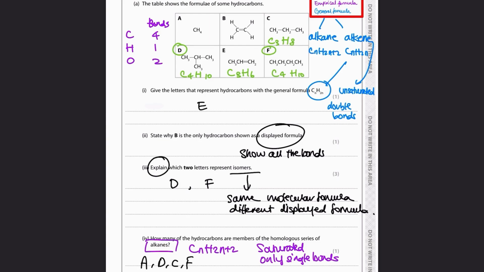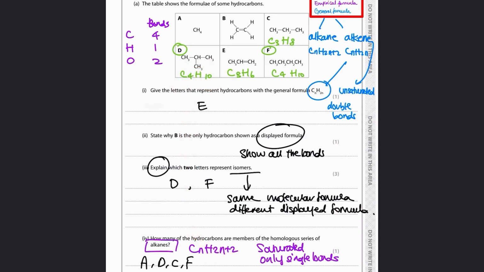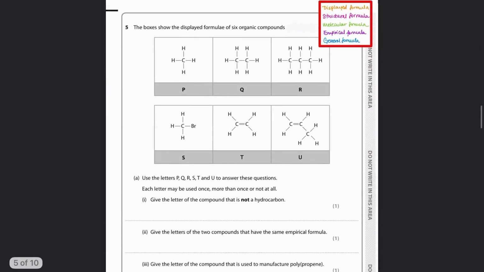And just to prove this to you guys, does it have a general formula of CnH2n+2? Let's pick this one. So here, n is 4. So what is 2 times 4 plus 2? 2 times 4 is 8. 8 plus 2 is 10. There we go. C4H10. So therefore, they all have that same formula. You can always check that in the exam when you have time. Okay, next question.